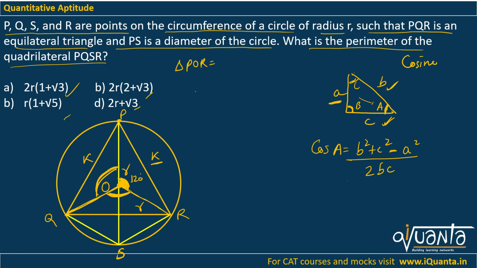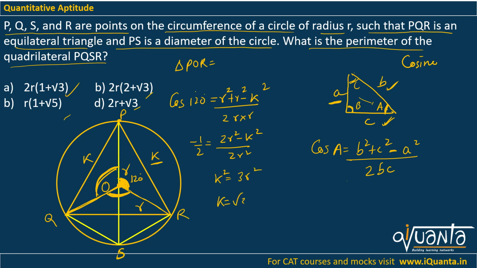So if I want to find out the value of K, I will use cos 120. Cos 120 will be the sum of squares of adjacent sides, that means R square plus R square, minus the opposite side, that means minus K square, upon 2R into R. Cos 120 is minus 1 by 2. For now, please remember the value of cos 120 is minus 1 by 2. In a few days, I'll come up with a video in which we'll discuss how to find out the value of each and every angle. So this will be 2R square minus K square upon 2R square. This will give me K square equal to 3R square, which gives me K equals root 3 R, okay.